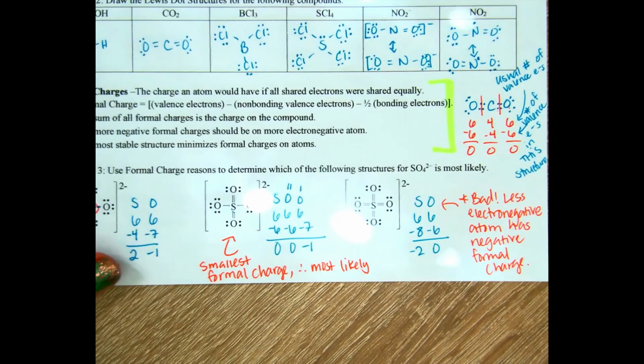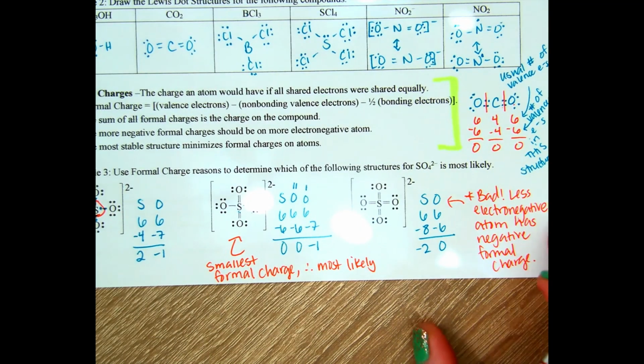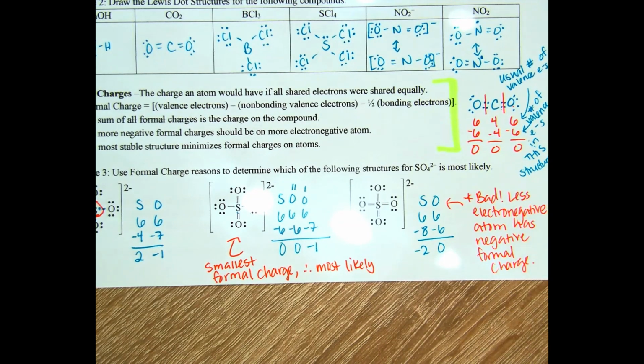Okay, and that's how you figure out the most likely Lewis structure when you have many choices of possible Lewis structures. All right, that's it for video 9.1.1. See you next time for 9.1.2.